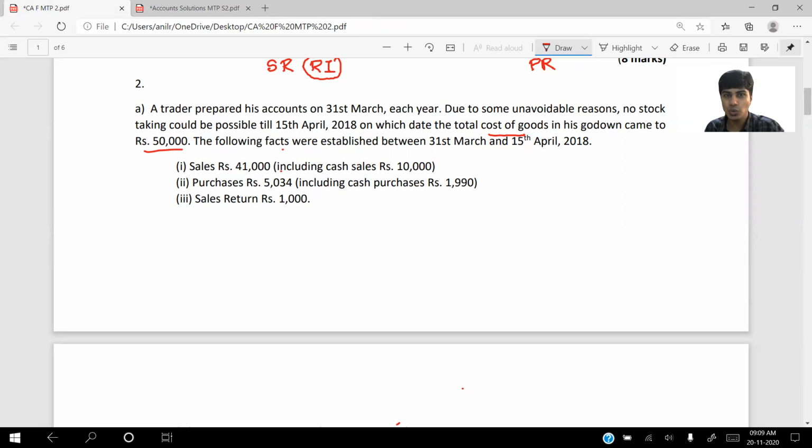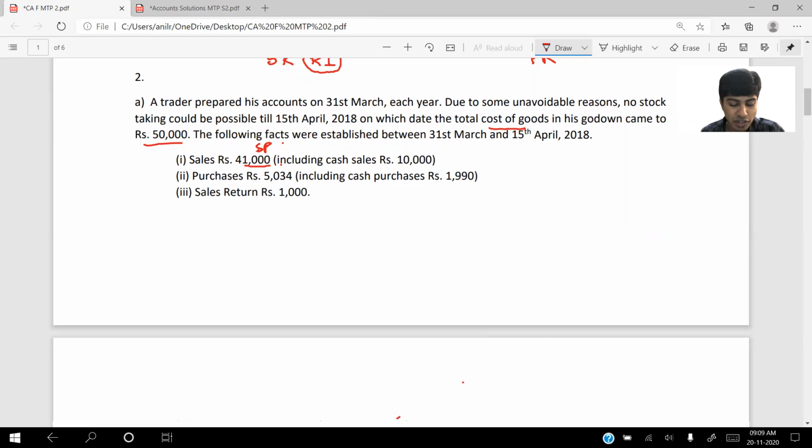I'll add. So I need to add it back now. But important point is this is at selling price. I would have to subtract the profit element and then only take it. You get that? Next, they've given purchases 5,034, including cash purchase 1,990.